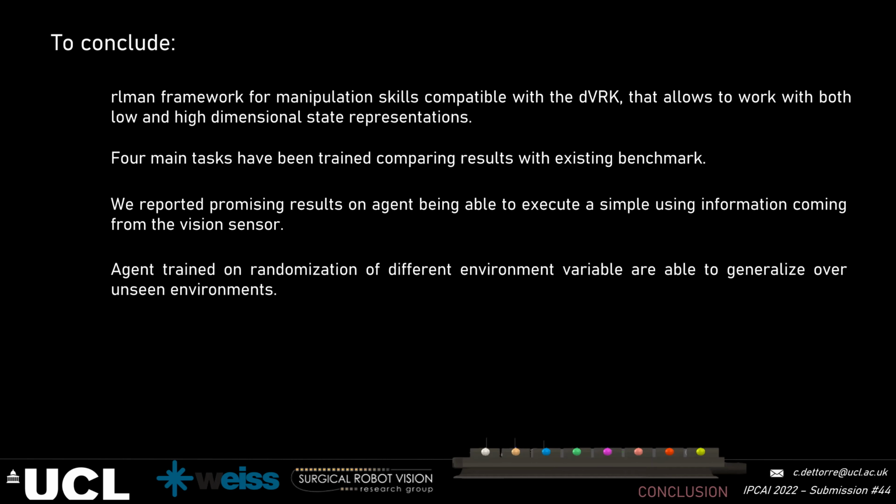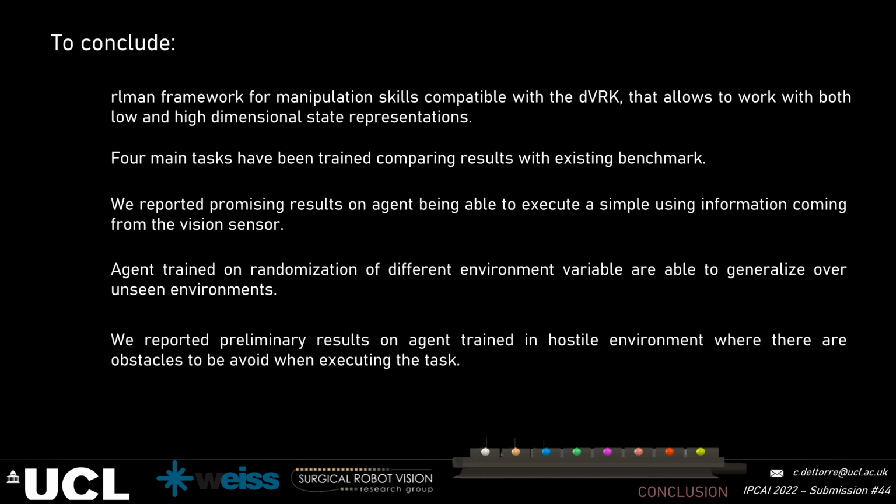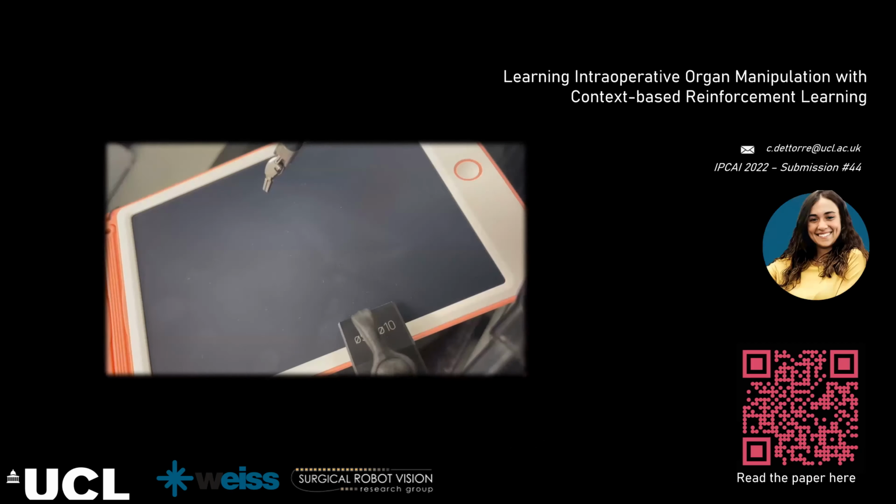We examined the importance of contextual variables in order to be able to generalize over unseen environments. We reported preliminary results on an agent trained in a hostile environment where there are obstacles to be avoided when executing the task. And in future work, we aim to translate all the experiments from simulation to the real robot.